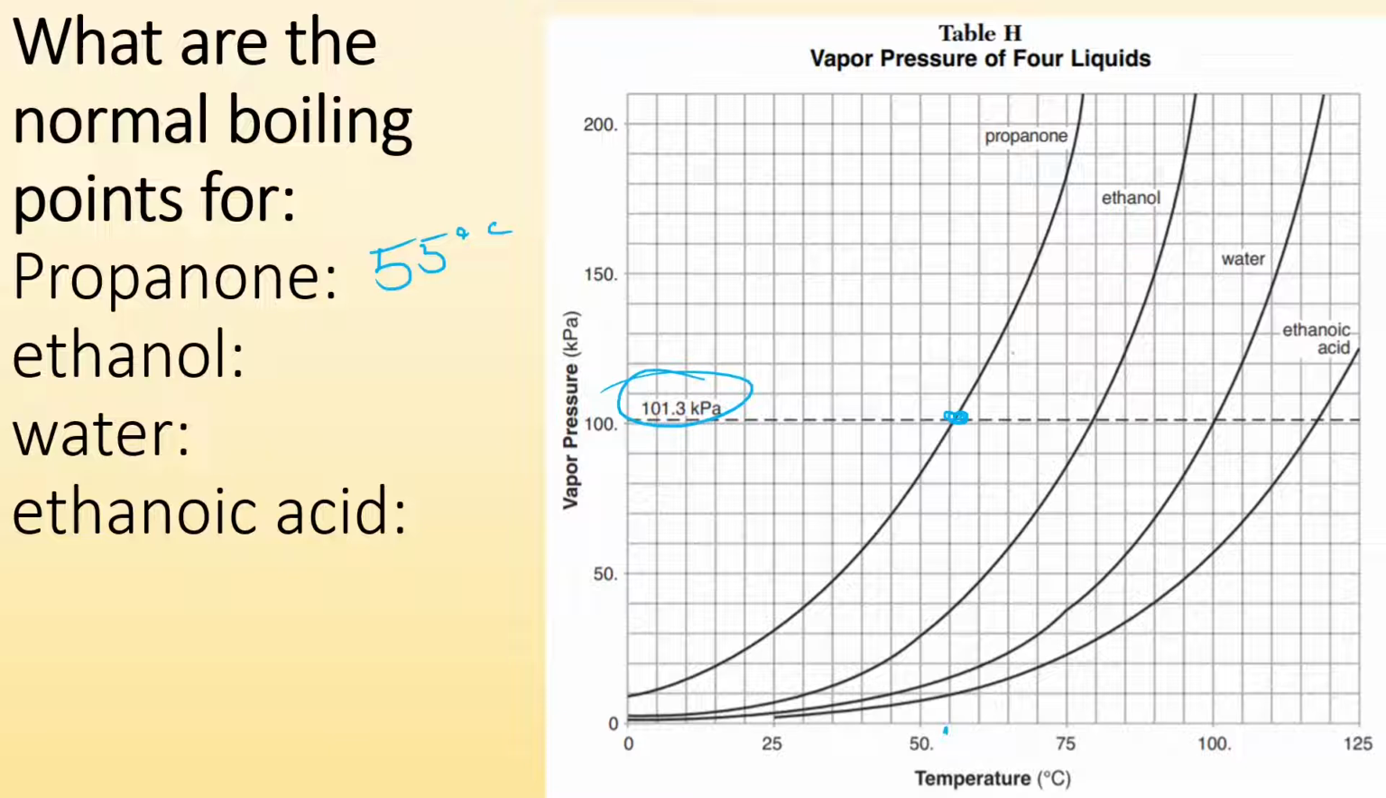If I do the same process for ethanol, it's almost right on there. So that looks to be at about 80 degrees. So roughly 80 degrees would be the boiling point for ethanol. If I look at water and follow it down, it's at 100 degrees Celsius. And for ethanoic acid, it looks to be in between, let's see, 115 and 120. So I'm going to call that 117 degrees Celsius.